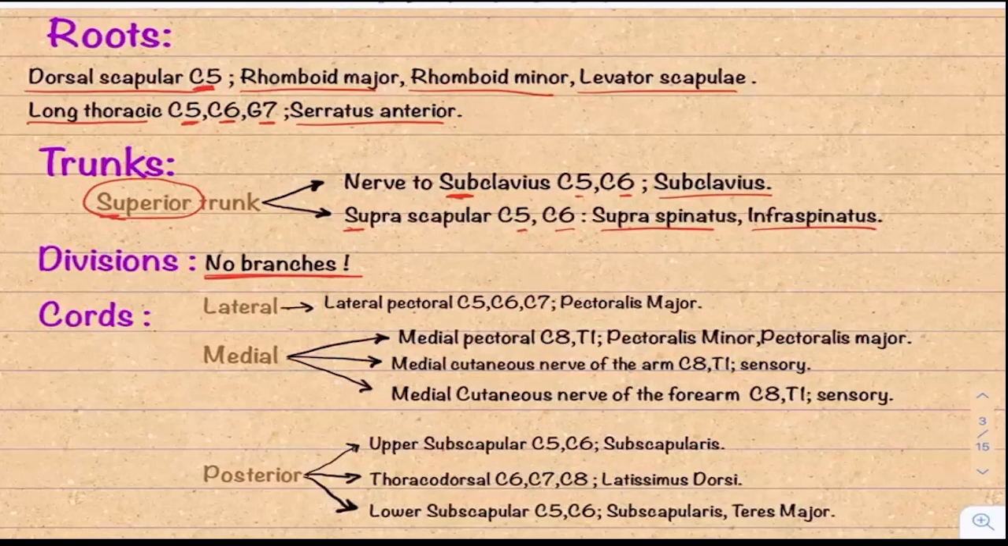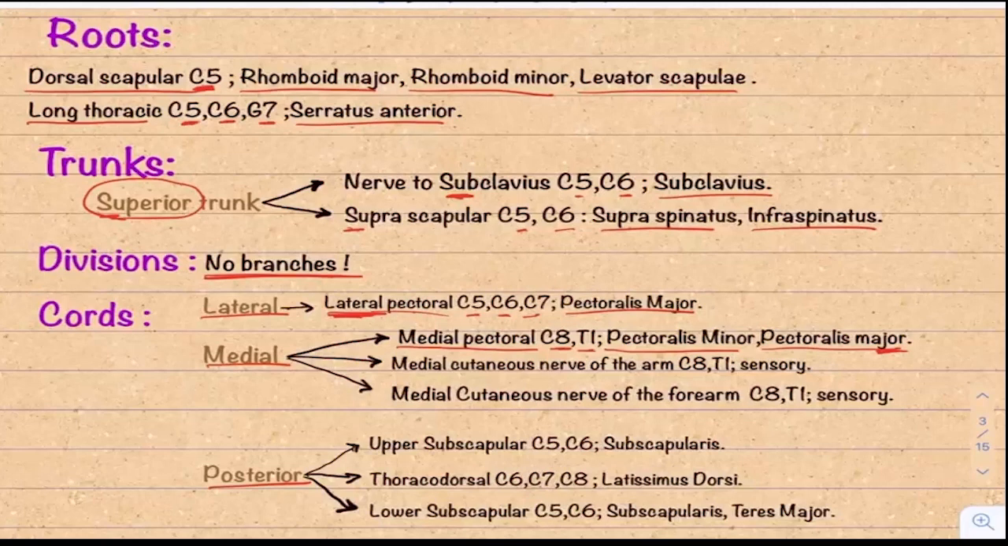As for the cords, we have the lateral, medial, and posterior cord. The lateral cord gives off only one branch, that's the lateral pectoral nerve, which is derived from C5, 6, and 7, and it supplies the pectoralis major. The medial cord gives off medial pectoral nerve, which is derived from C8 and T1, and this supplies pectoralis minor as well as the pectoralis major.